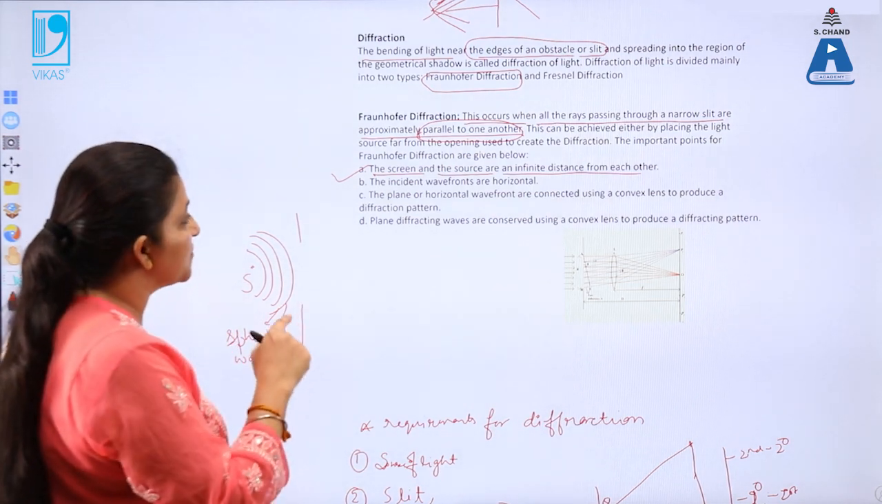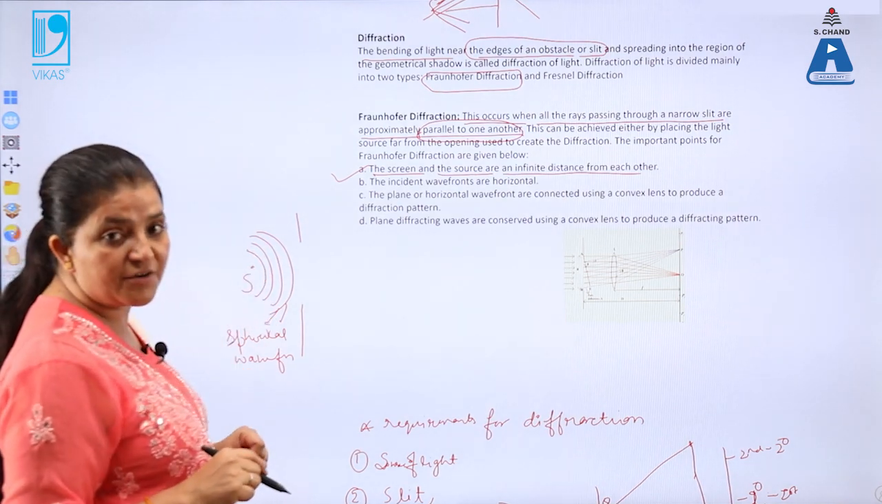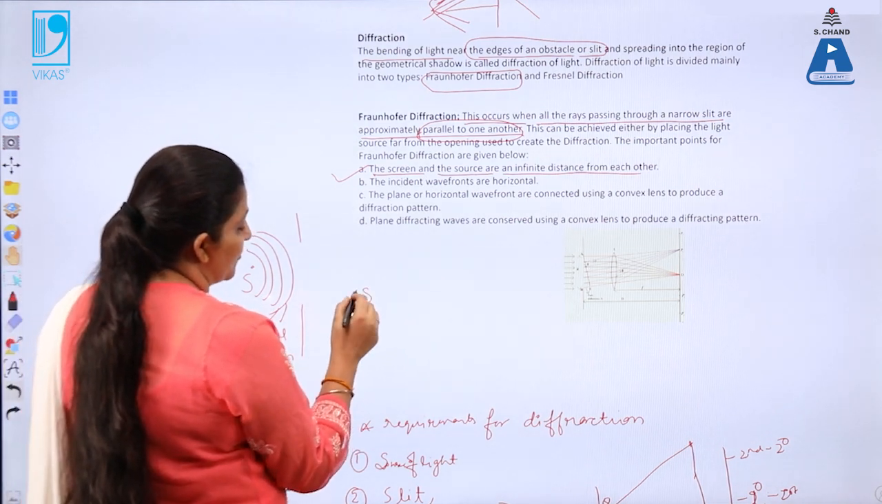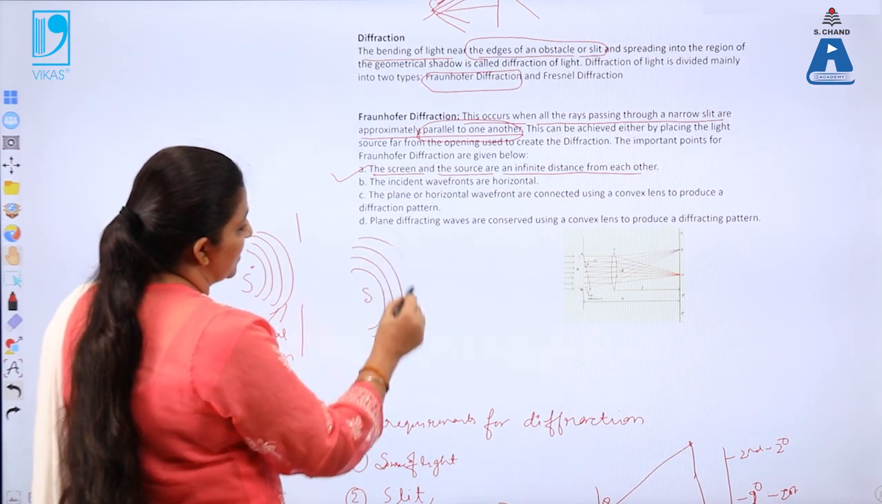How can we get these parallel wavefronts? That means how can we convert these spherical wavefronts into parallel wavefronts? We know that if this is a spherical wavefront, a point source is used. So this kind of spherical wavefront is used over here.